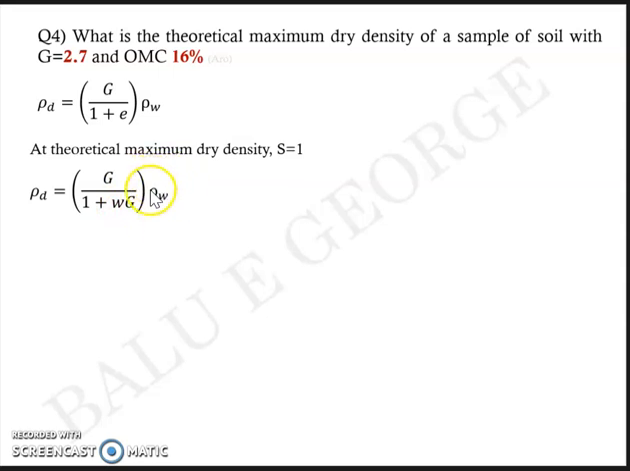rho w is equal to 1 gram per cc. So when you substitute rho w is equal to 1 gram per cc, you will get the value of rho d in gram per cc, right? So it turns out to be around 1.88 gram per cc. Next question.